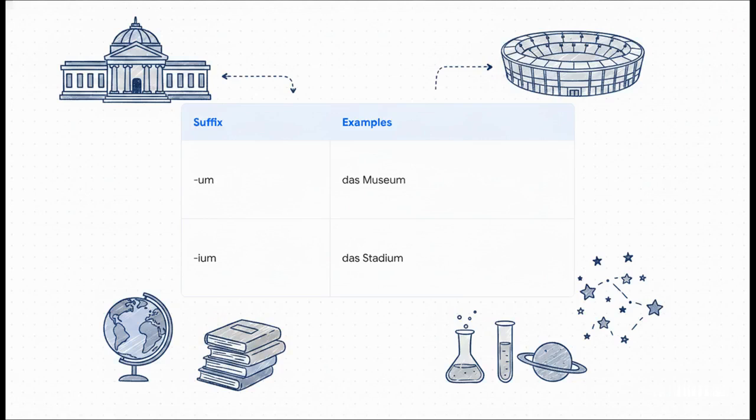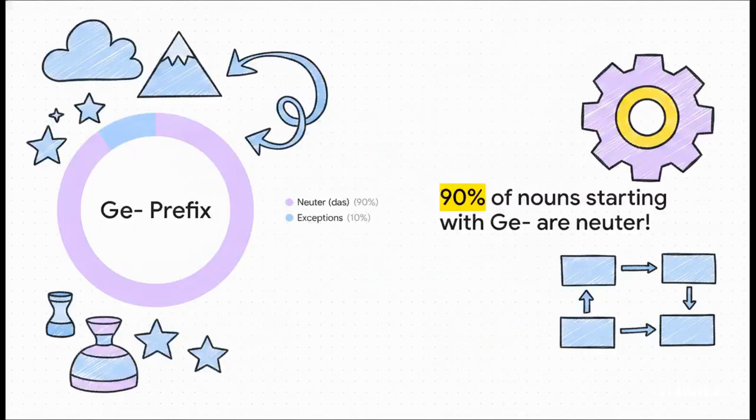Because these are often loan words from Latin, they retain this specific, almost clinical feel in the language. If it sounds a bit academic or a bit scientific, and it ends in -um, slap a das on it, and you're going to be right almost every single time. And look at that! Our magic 90% rule strikes again. Except this time, it's at the beginning of the word instead of the end.